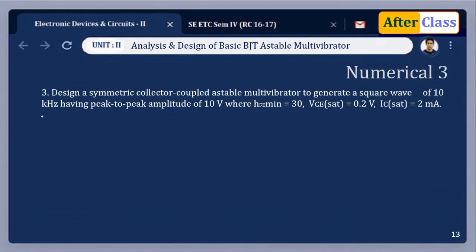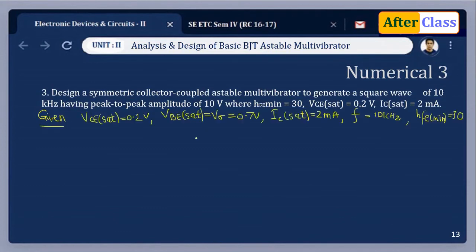What is the given data? I'll not redraw the circuit again here. What is missing here is the value of VCC. Now check out, the VCE set is 0.2 and the peak to peak amplitude is 10 volts. So we can take VCC equal to a multiple of 1.5, near about 10, which is 12 volts. Now we start solving the problem. T equals 1 by F. So 1 upon 10 into 10 to the power 3. So time is 0.1 milliseconds.